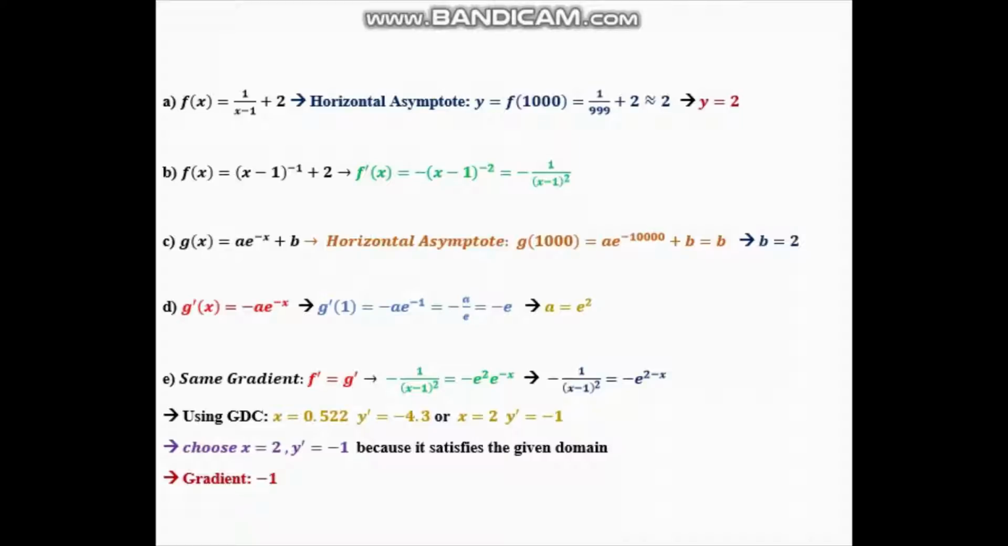So if I differentiate this term, I get negative (x minus 1) all to the power of negative 2, and this term is a constant, so it vanishes. Hence my answer is this answer, or in a better format, negative 1 over (x minus 1) to the power of 2.